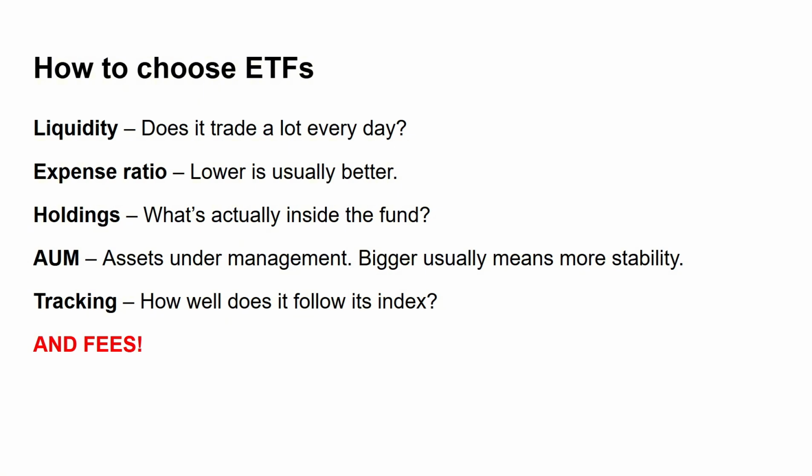We also have tracking. How well does it follow its index? Good ETFs closely mirror the performance of the index they track. Look for low tracking error, which means the ETF is doing its job efficiently without big deviations. And deviation is just how far you are off the average. Also talked about and explained better in mutual funds, but it's the same concept. It's just one's an ETF, one's a mutual fund. And then you can find all this info on any finance app or ETF screener.